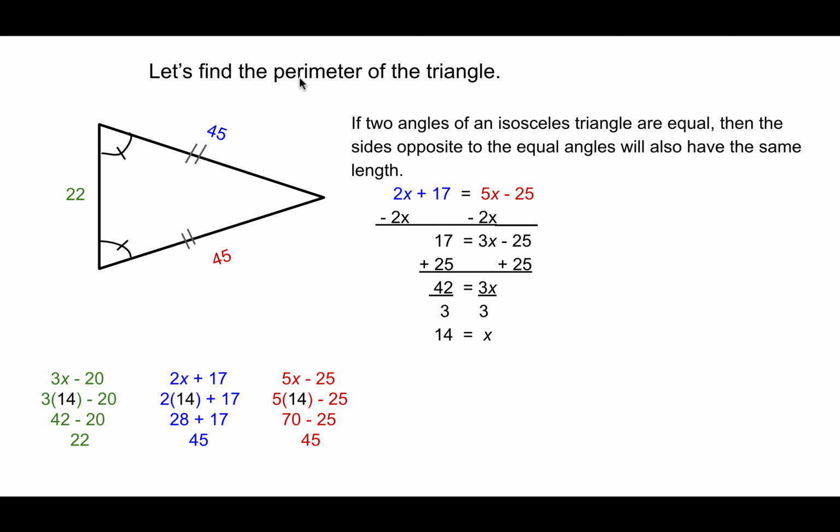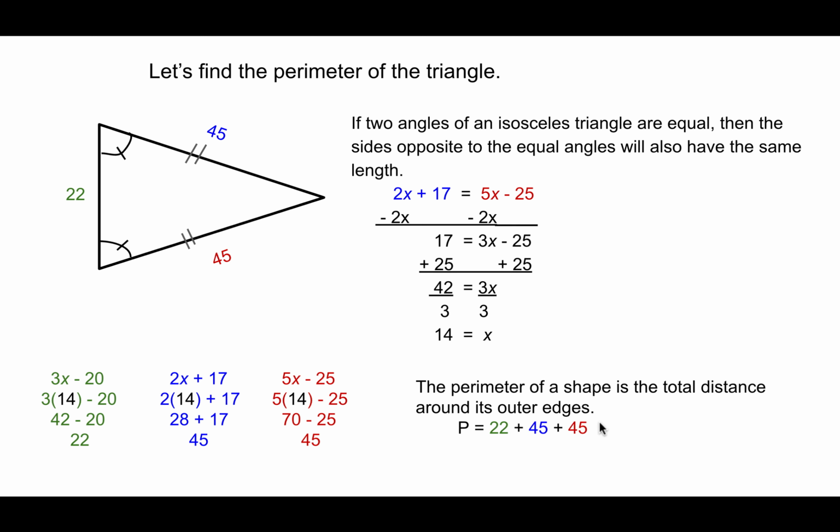Remember, perimeter means the distance around it. It has that word rim in it. So we're going to add the 3 sides together. So 22 plus 45 plus 45. And the sum is 112 units.